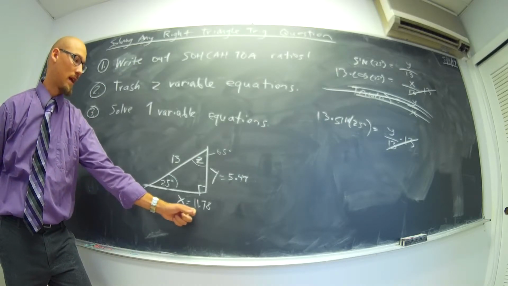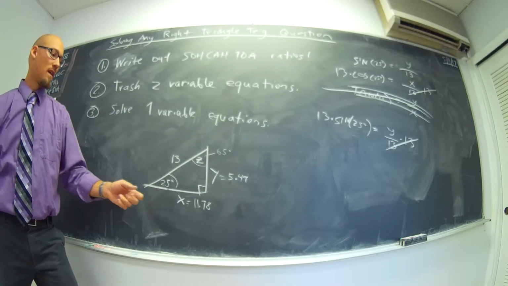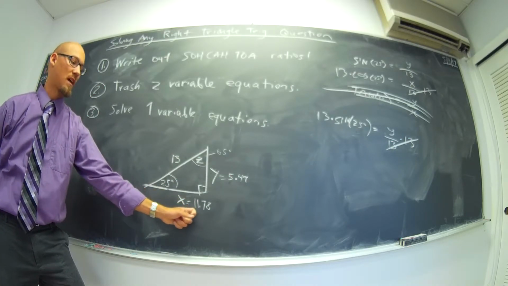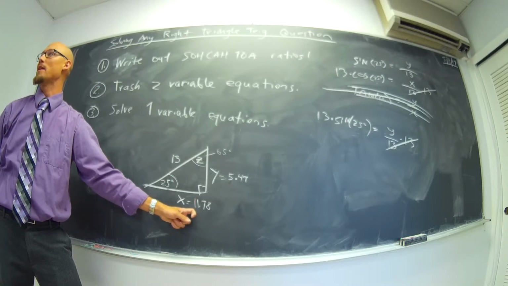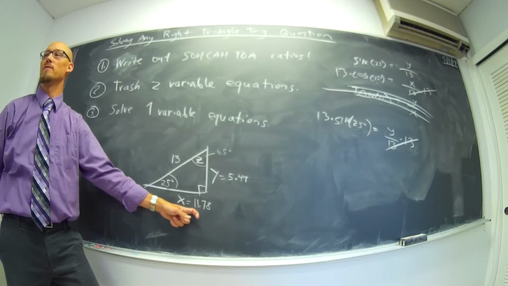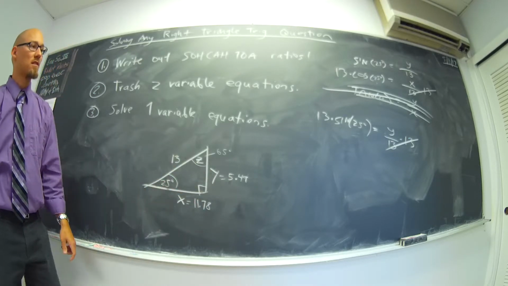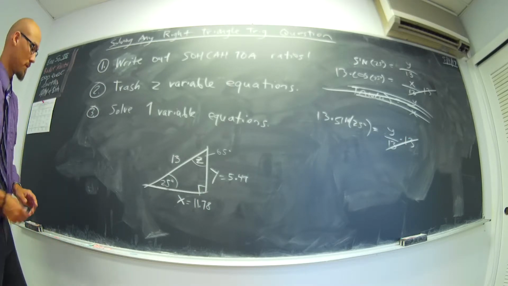This is like 12, 5, and 13. What if this was like 14.1? No, it's bigger than possible. It can't be bigger than the hypotenuse. And if it's a negative number, just slap yourself. Make sure your stuff makes sense. Okay, that's how you do that.